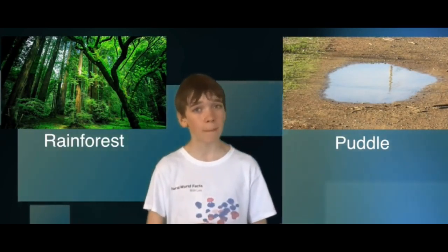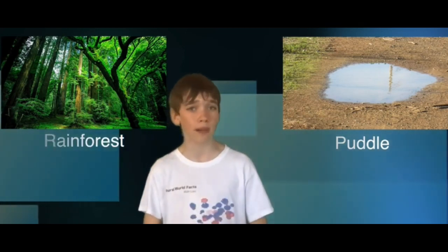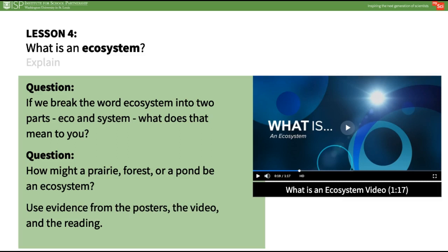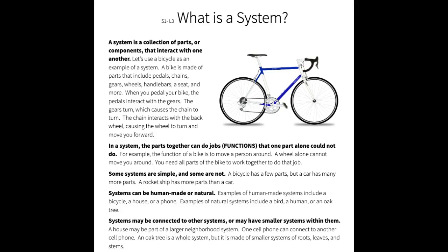After the video, ask the class how a prairie, forest, or pond can be an ecosystem using evidence from the posters, the video, and the What is a System reading from the previous lesson.